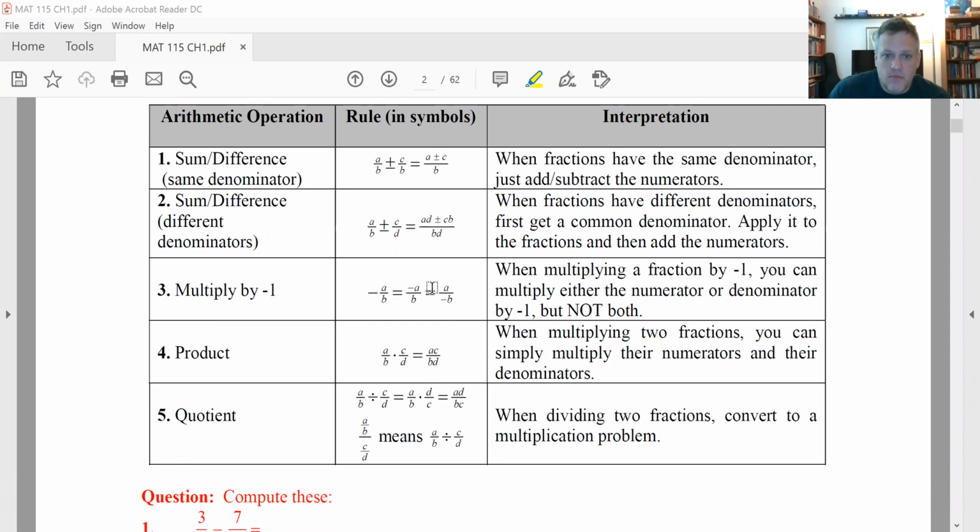This one here is just really notation. If you multiply a fraction by -1, you can multiply the entire fraction by that -1, or you could put the negative in the top or in the bottom, but you dare not do it to both. You just choose one place to put it and leave it there. All right, but these are all equivalent ways of writing that.